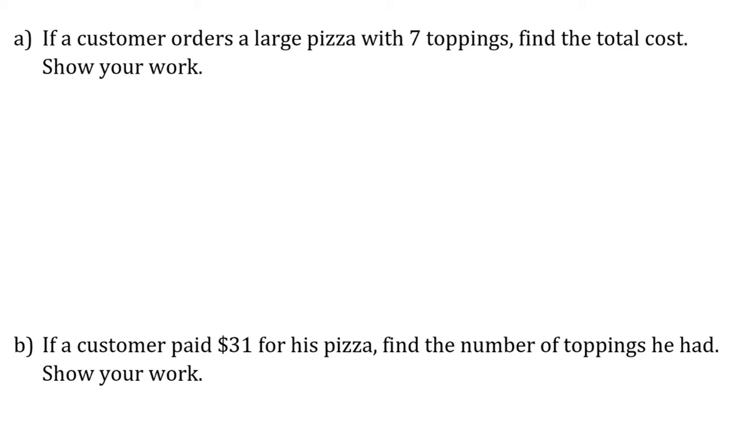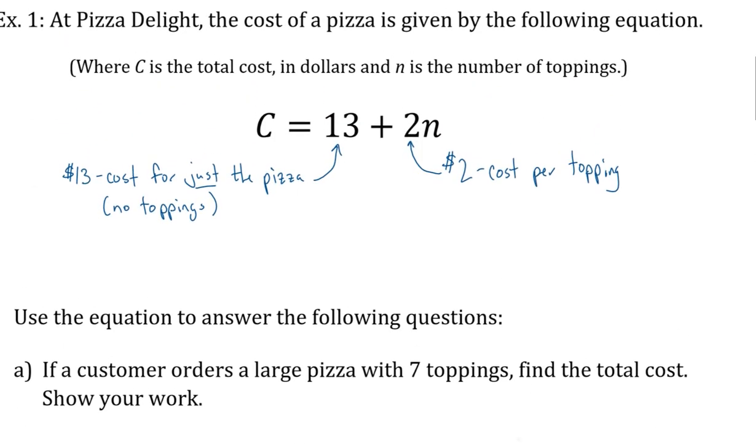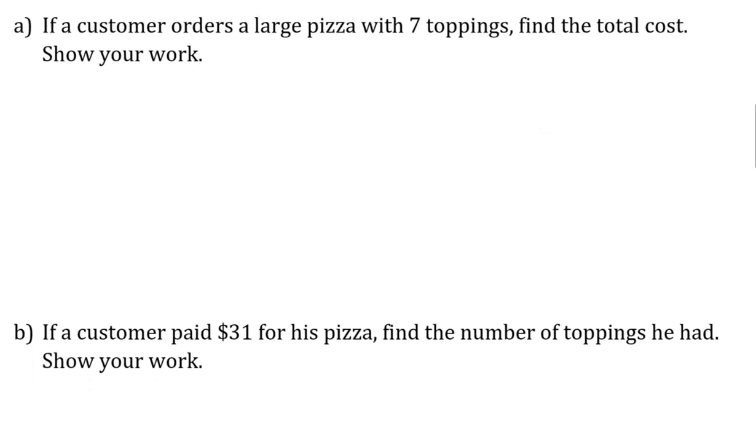It is the kind of thing that you will have to be able to do in this course eventually. So you might say to yourself, a customer orders, let's read this. A customer orders a large pizza. I guess that's a cost for a large. I don't even think it says that up there. But we're talking about a large pizza here with 7 toppings. Find the total cost. And you might say, well, for 7 toppings, and they're $2 each, 2 times 7 is 14, right?